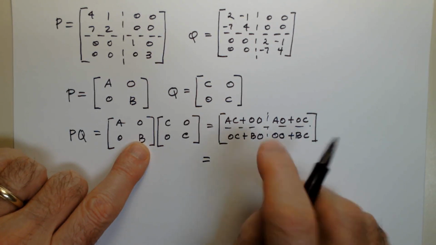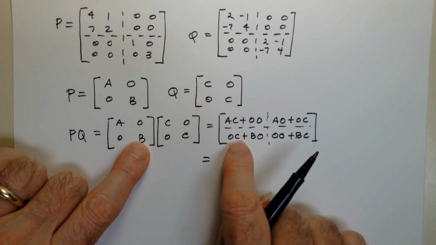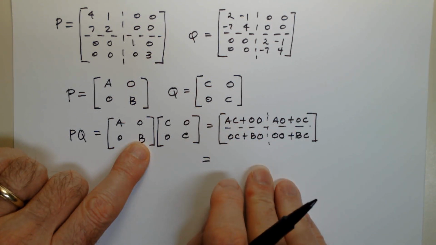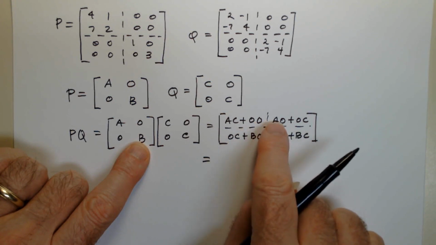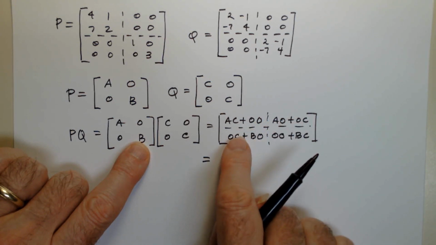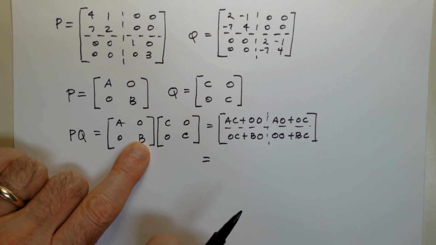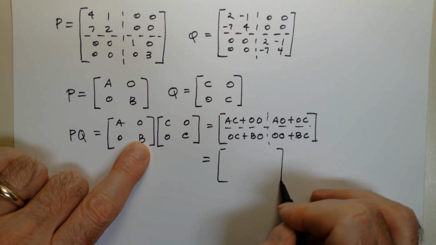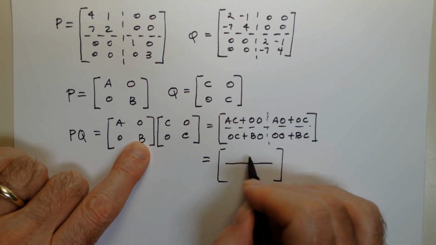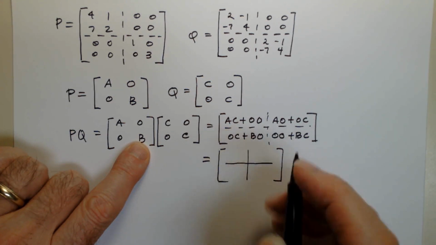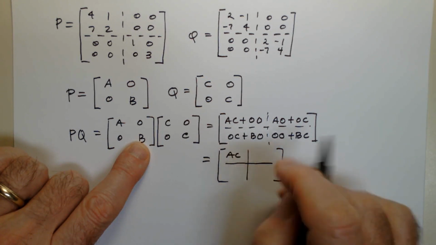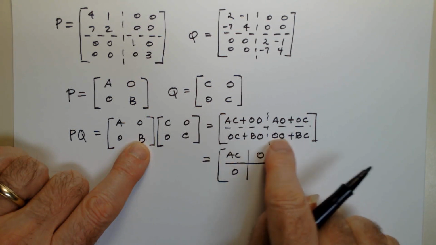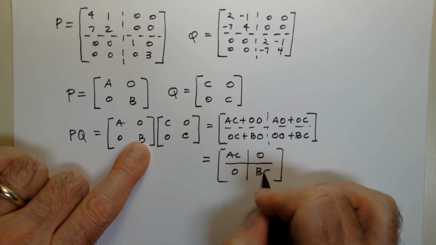Now what we'll find is that anytime I'm multiplying by 0, whether it's on the left or the right, it's always going to be the zero matrix. So this is going to be 0, that's going to be 0, that's going to be 0, that's going to be 0, that's going to be 0, and that's going to be 0. So what we're left with, the only pieces that are of any significance, in this position I'll have A times C. This will be 0, this will be 0, and this will just simply be B times C.